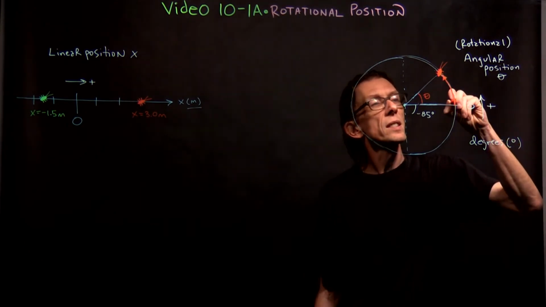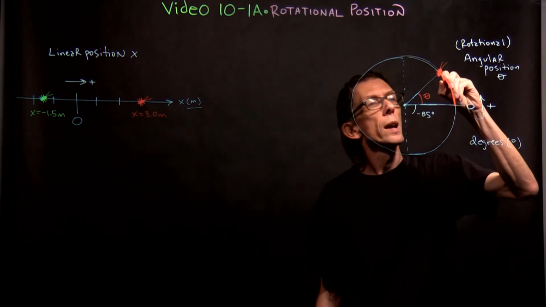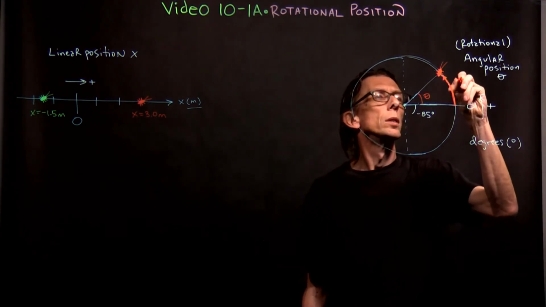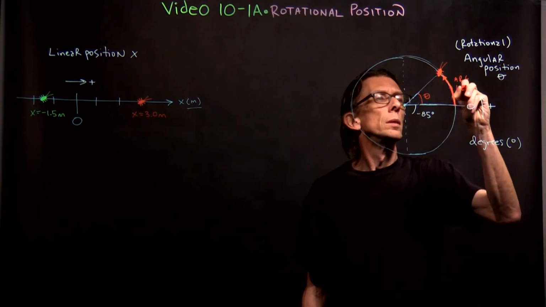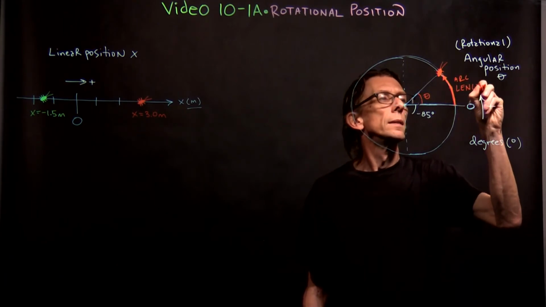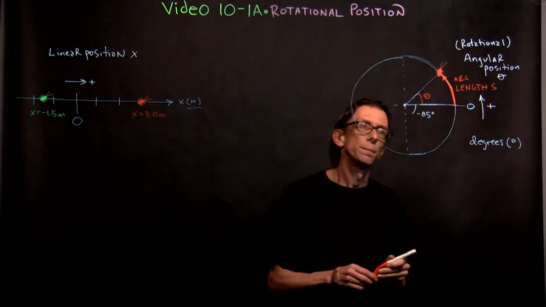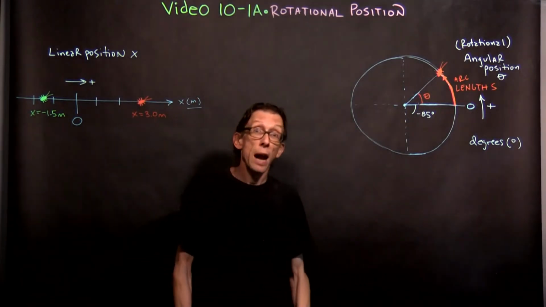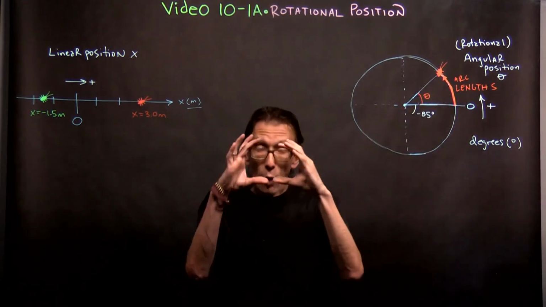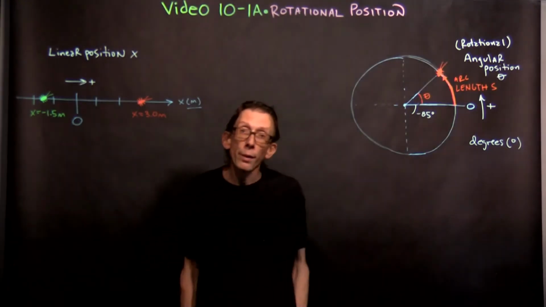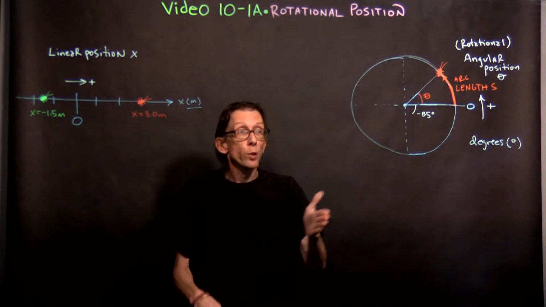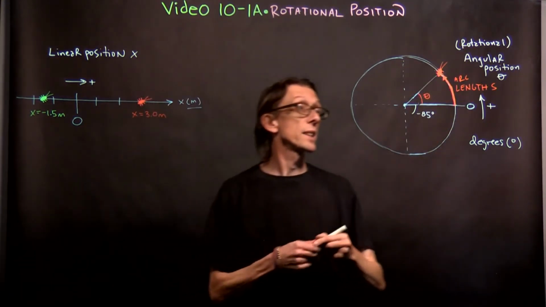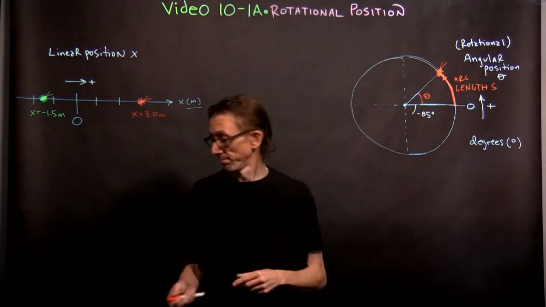Okay, this distance that I've marked here in bright red is known as the arc length S. So that is the distance the bug has traveled, right? If he has a little odometer, a little bug odometer there, as he travels around, he has traveled a length S. So as he travels, S increases.